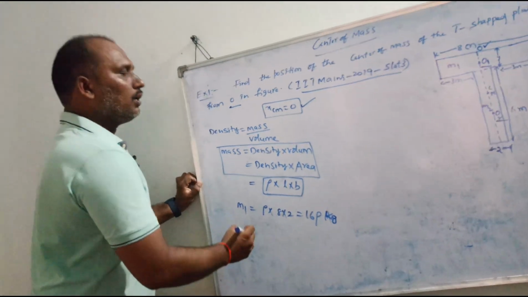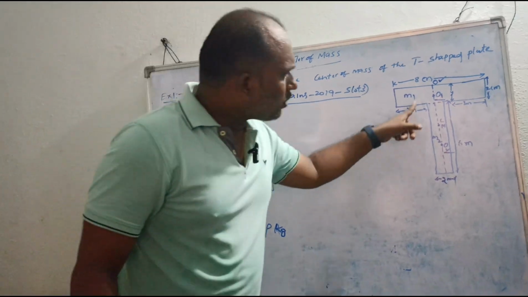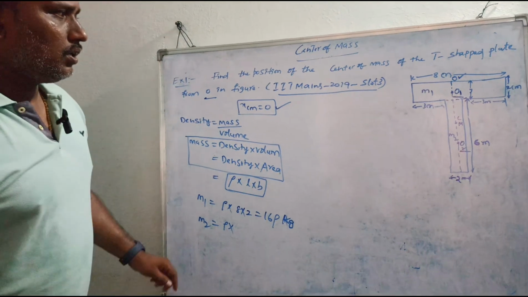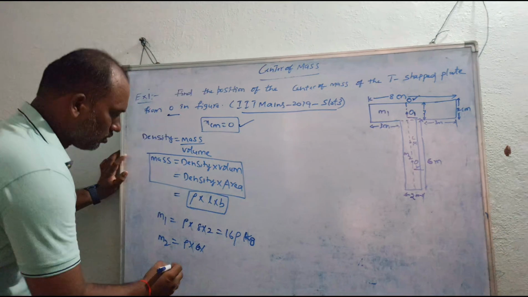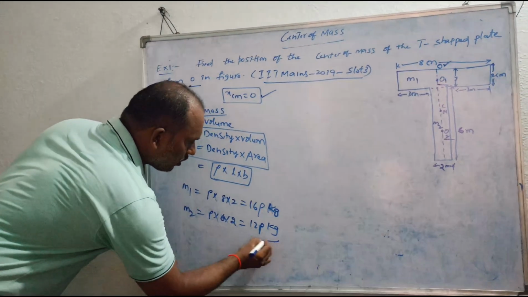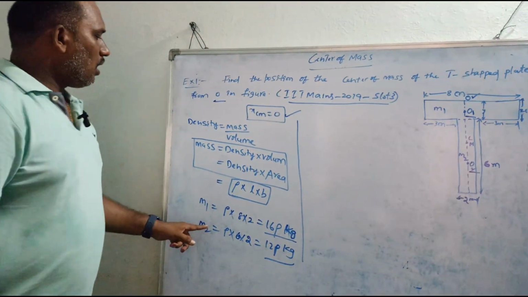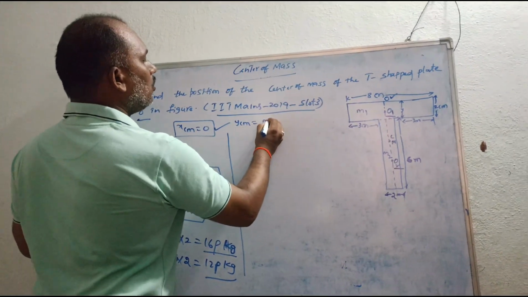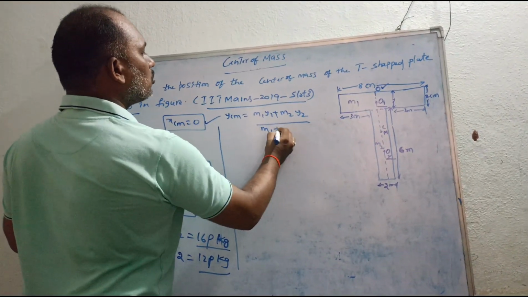Same way I want to calculate the M2 value also. Rho into the length value, which is 6 meters, into the width value, 2 meters. So we get 12 rho kg. So I got the M1 and M2 values. After that, you know the formula. Y_CM is equal to M1 Y1 plus M2 Y2 by M1 plus M2.